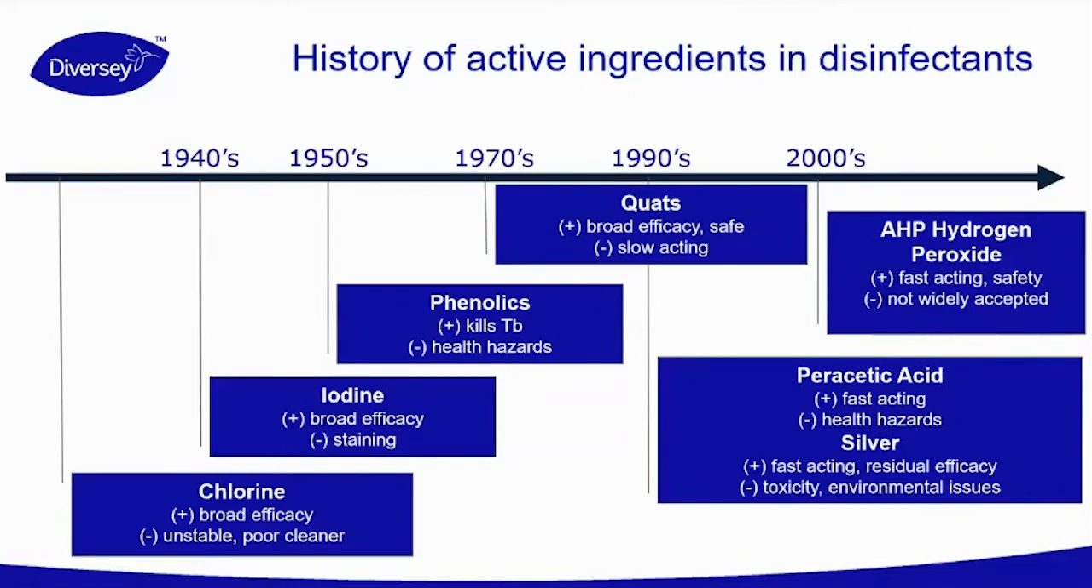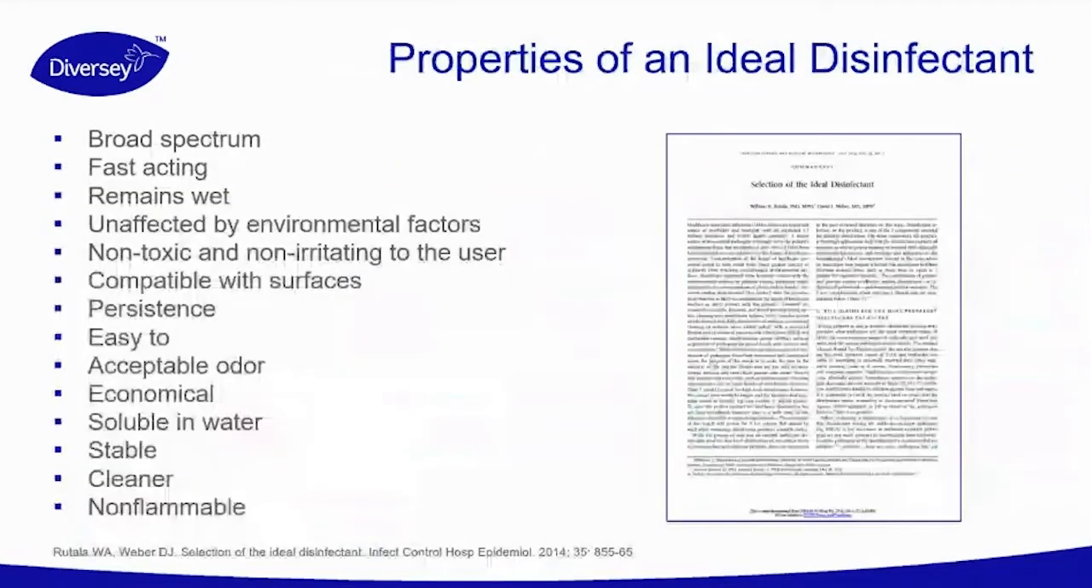But we also need to understand what are the properties of an ideal disinfectant. We started to discuss the active technology, but of course, the properties of an ideal disinfectant are key to understand which technology is best and which technology is adapted to our customer needs. And in this paper from Rutala, it summarizes all the different properties of an ideal disinfectant.